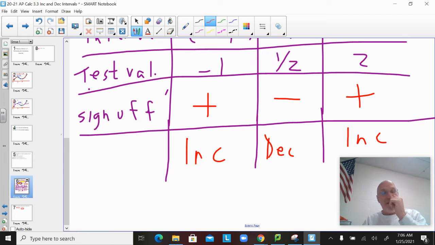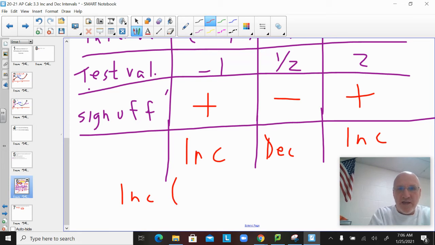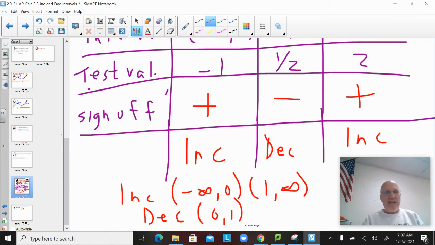Now, the AP test is going to be picky. Putting a sign chart on the AP test is a great idea. Make sure you then answer the question. So the question says, where is this function increasing? It is increasing on the intervals from negative infinity to 0 and from 1 to infinity. And where is this function decreasing? It's decreasing on the interval from 0 to 1. And if you had to justify that, you'd say the function is increasing because the derivative is positive on those intervals, and the function is decreasing because the derivative is negative on those intervals.